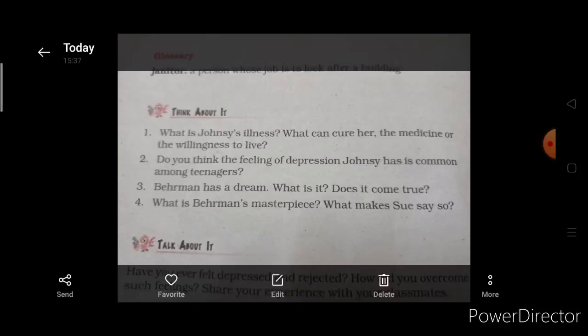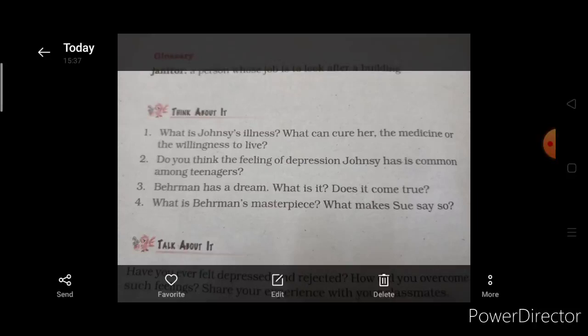Do you think the feeling of depression Jansi has is common among youngsters? Do we all have the same depression like Jansi? If we have, write it. If we don't have, write it.